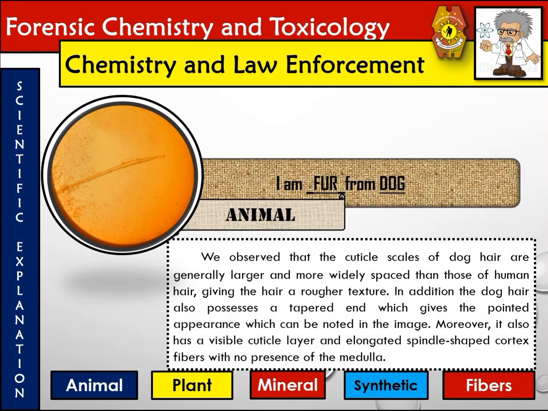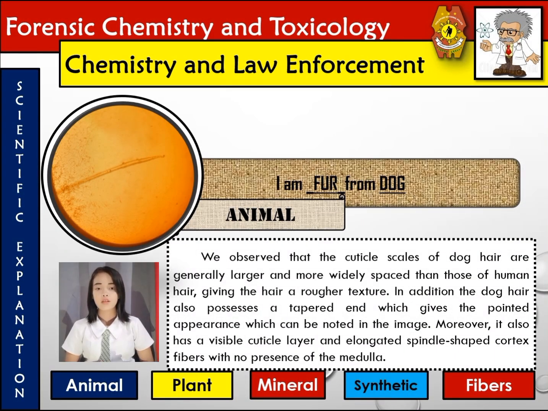Dog's hair. We observe that the cuticle scales of dog hair are generally larger and more widely spaced than those of human hair, giving the hair a rougher texture. In addition, the dog hair also possesses a tapered end which gives the pointed appearance which can be noted in the image. Moreover, it also has a visible cuticle layer and elongated spindle-shaped cortex fibers with no presence of the medulla.